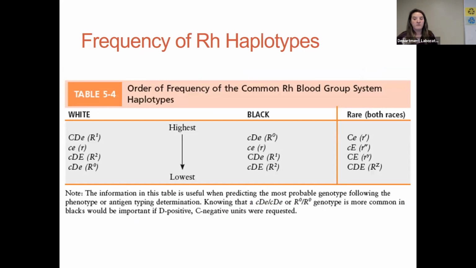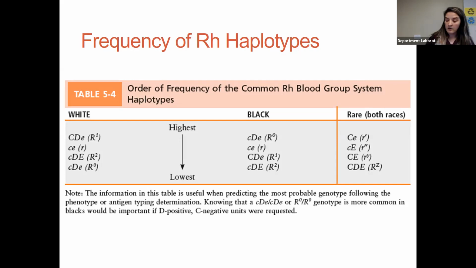So here's your frequency of the most common haplotypes as they are inherited in both the white population and the black population. So notice that for the white population, having the D antigen, so being Rh positive, with big C and little e, in Wiener notation, that's the R1. So that's the most common haplotype present in the white population, right? Most people, because 85% of the population is going to be Rh positive, they're going to have the D antigen, they're going to be big C positive, and remember 98% of the population is little e positive, all right? So they're going to have the little e antigen as well. Okay.